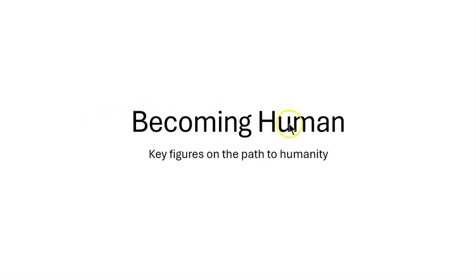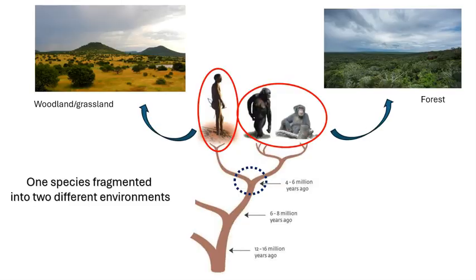This will be another lesson in the series Becoming Human, and here we'll focus on key figures on the path to humanity. We previously learned that some 6 or 7 million years ago, one common ancestral species of ape split into two evolutionary lineages. Scientists think this was due to climate changes, and the forests were receding, and woodlands and grasslands were opening up. So those ape ancestors that stayed in the forest evolved into the modern-day chimps and bonobos, and those ape ancestors that had to make a living in the new woodland grassland environment ended up evolving into modern humans.